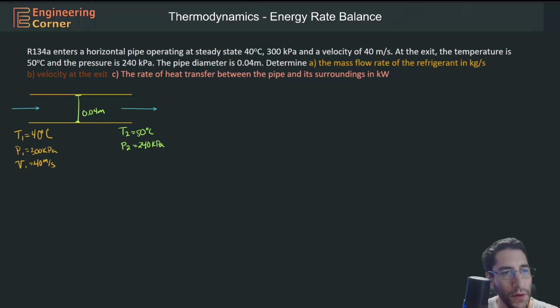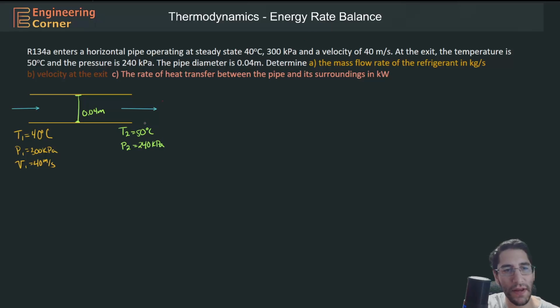In this example, we are told that R134a enters a horizontal pipe operating at steady state at 40 degrees C, 300 kilopascal, and a velocity of 40 meters per second. At the exit, the temperature is 50 degrees C and the pressure is 240 kilopascal. We're told that the pipe diameter is 0.04 meter, and we're asked to: A, determine the mass flow rate of the refrigerant in kilograms per second; B, determine the velocity at the exit; and C, determine the rate of heat transfer between the pipe and its surroundings in kilowatts.